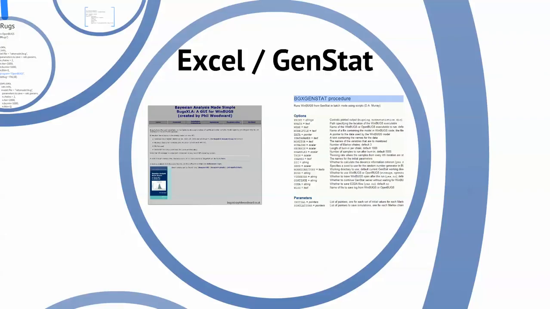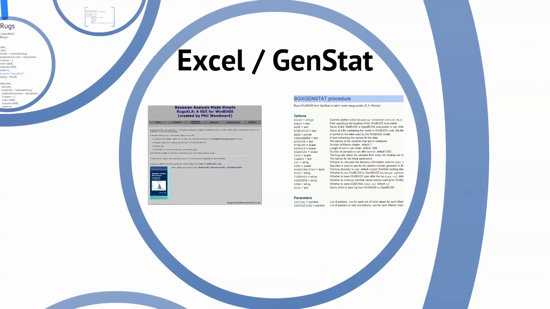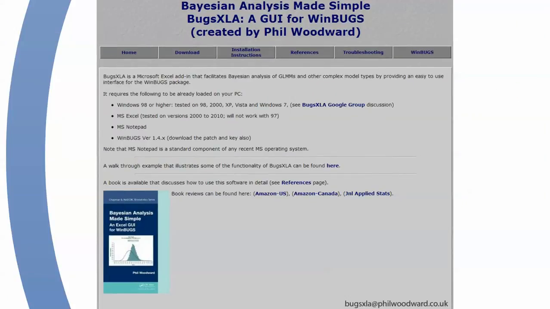Alright, we still have two other softwares. One is GenStat. There is a function called the BGX GenStat procedure, that can use WinBUGS from GenStat. And also there is another program that can use it. It's called BUGSXLA, and that can integrate Excel with BUGS. And this is the book where you can get all the instructions of how to do that.